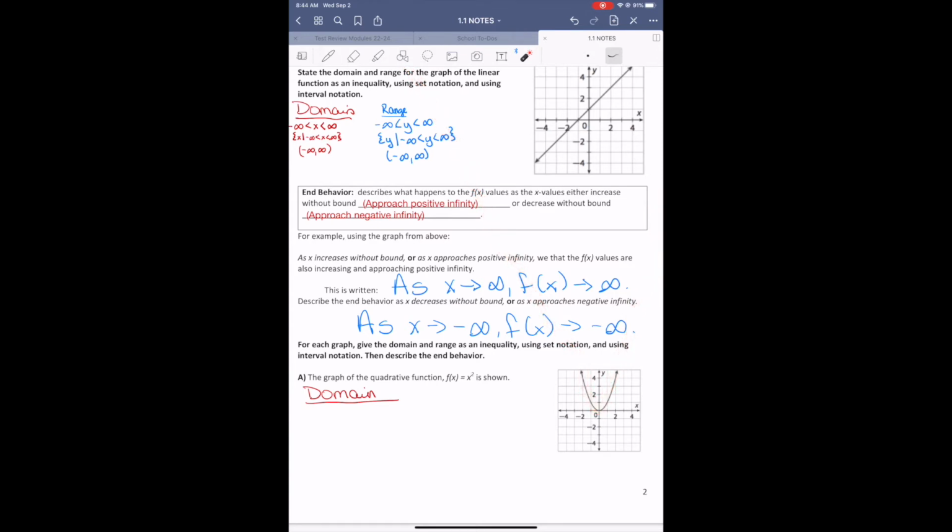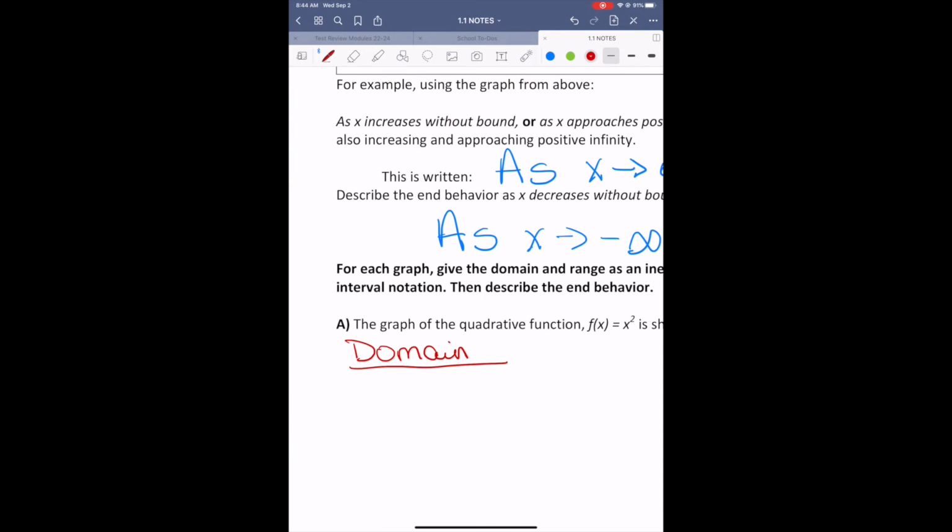So there are no restrictions on the domain. It is not being held in place to a start or an end on the domain. So it's going to be the same as it was before. It goes from negative infinity to positive infinity. Set notation and interval notation.